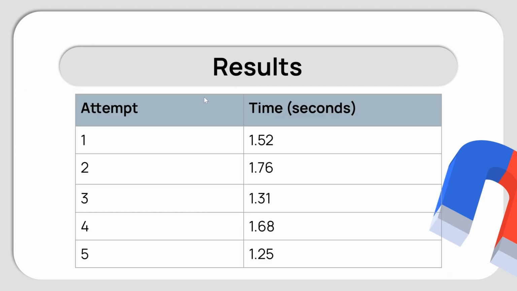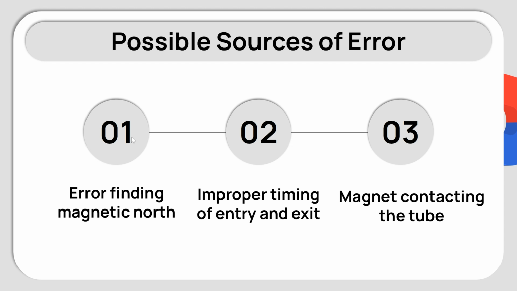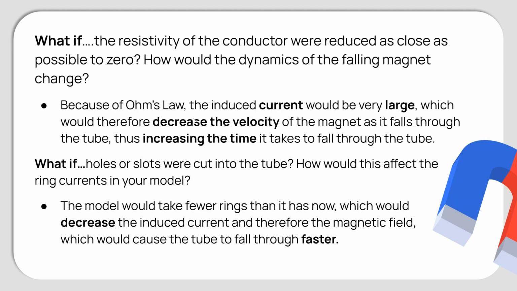Our experimental results for all 5 attempts can be seen here. It's roughly between 1 to 2 seconds for each trial. Some possible sources of error that could have resulted in differences between the computational and the experimental results were errors in finding magnetic north, improper timing of entry and exit of the magnet, or the magnet contacting the tube as it fell.